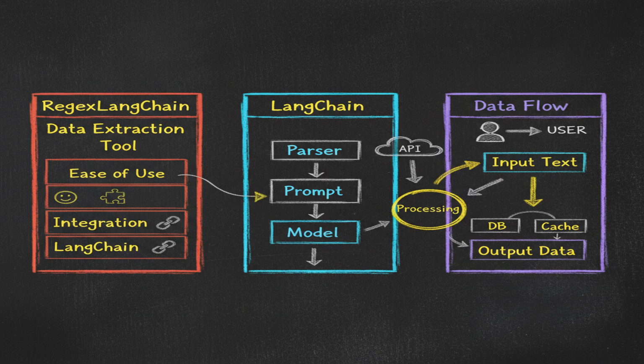A key trade-off is that output parsers add a layer of abstraction, which can sometimes make debugging more difficult. However, the benefits of structured output and error handling outweigh this cost.